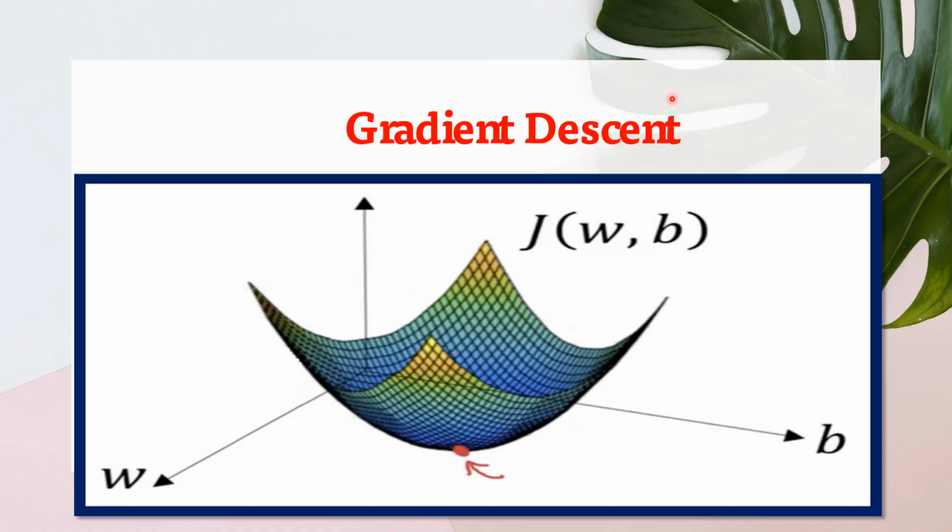Next comes gradient descent. This gradient descent is a powerful algorithm which is used in machine learning to adjust the parameters of a model during the training process. And here the goal is to find the set of parameters that minimizes the loss function, which measures how well the model's predictions match the actual outcomes.